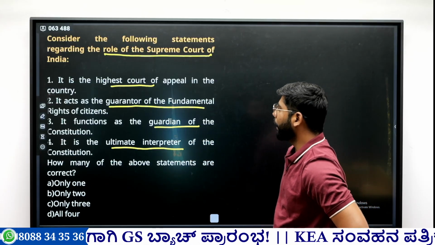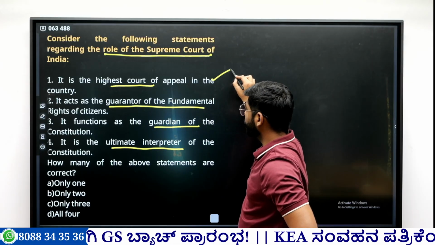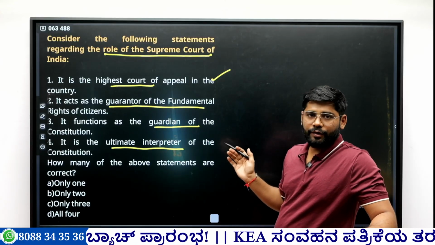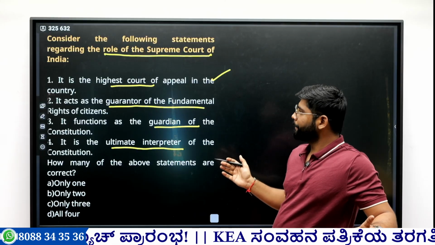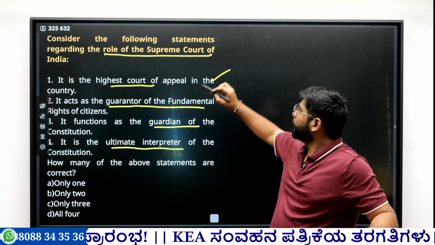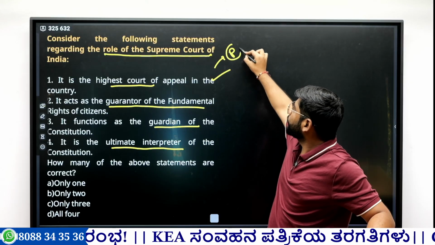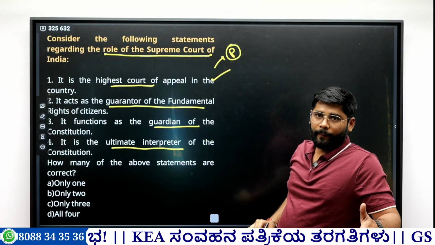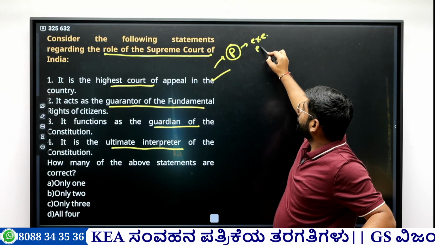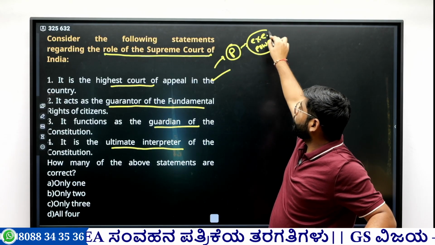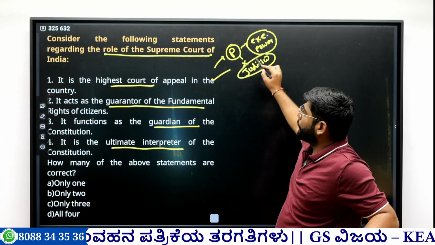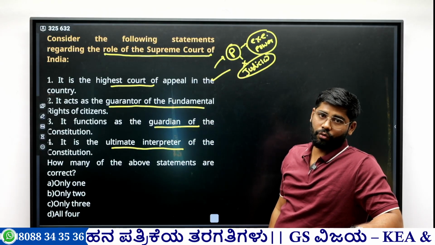Okay, the first statement says it is the highest court of appeal in the country. Yes, it is the highest court of appeal because we have seen in the first statement question itself that it replaced the British Privy Council as the highest court of appeal. Now you might overthink here and think a person can go to the president as a final appeal, but remember this is the executive power of the president. Pardoning is the executive power of the president. It is not judicial power. So that's why the Supreme Court is the highest court of appeal.